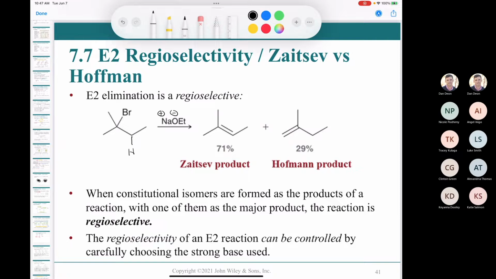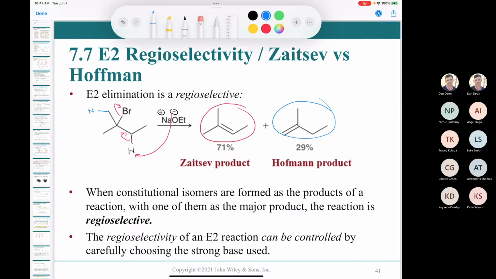Again, we can practice drawing our mechanism. We're going to abstract that proton or remove it. We form a pi bond and we lose our leaving group to make mostly the Zaitsev product. However, we do remove some of the blue protons to make about 30% of the Hoffman product. So when you can get constitutional isomers like this, and you get a mixture of them where one of them is the major, one of them is minor, we say it's regioselective.